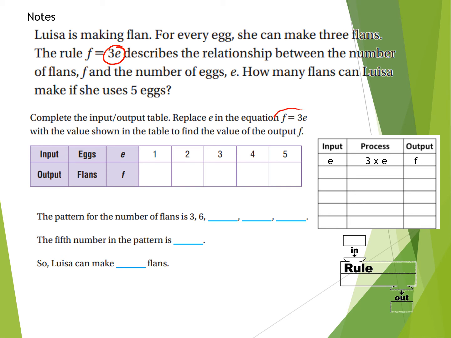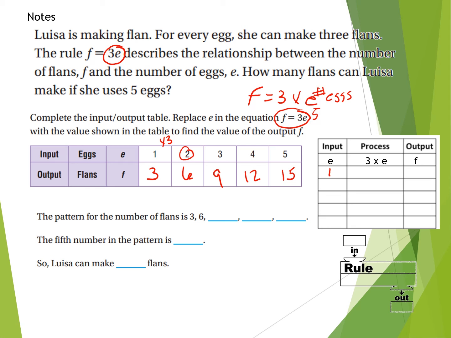So here, my rule is F equals 3 times E, where E is the number of eggs I use. So if I have 1 egg, I get 3 flan, because 1 times 3 is 3. Change the E to the number of eggs. So change the E to a 2. So 3 times 2 gives me 6 flan. 3 times 3 gives me 9 flan. 4 times 3 is 12 flan. If I have 5 eggs, change the E to a 5. 3 times 5 is 15 flan.